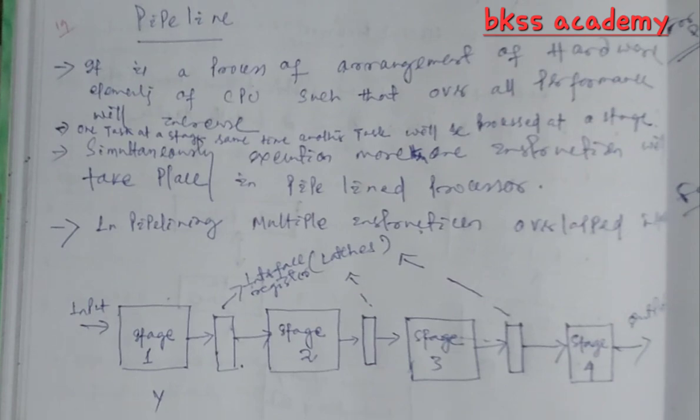One task is at a stage, and at the same time, other tasks will be processed at different stages. That means a CPU will be converted into different stages, so different stages will handle different tasks. Simultaneous execution of more than one instruction takes place in a pipeline processor. It is the definition of the pipeline, where multiple instructions are processed simultaneously.